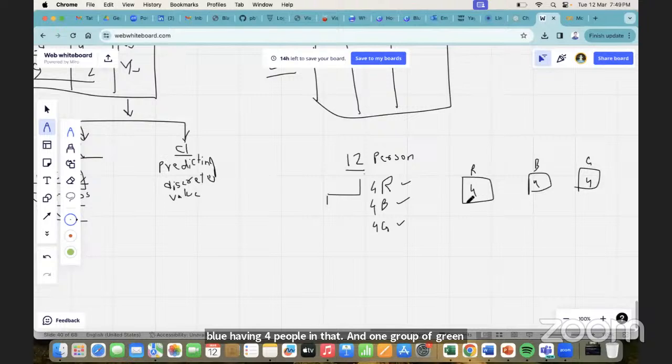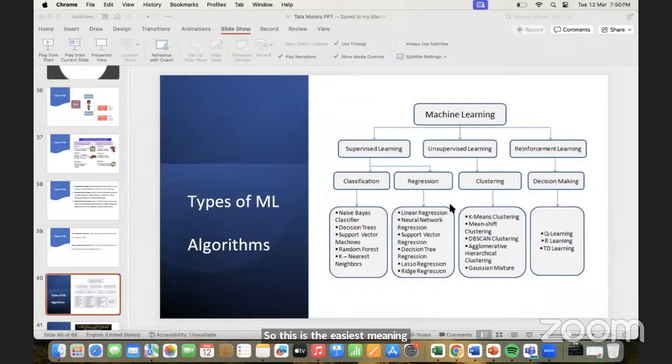So clustering means grouping similar atoms together. Grouping similar data together is clustering or segmentation. Again, I am repeating, the meaning of clustering is grouping similar items together. This is the meaning of clustering and segmentation. So this is the easiest meaning of unsupervised learning. In unsupervised learning, output will not be present. You have to segment the data according to one of the columns or features. That is unsupervised learning. Now we will go for reinforcement learning last.